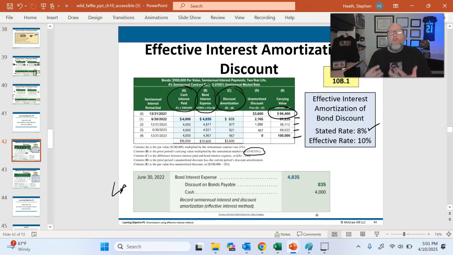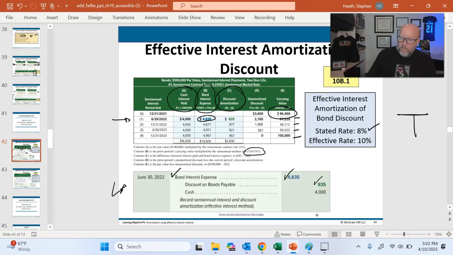And then we could use the table to do our journal entries, right? So the first payment of 4,000, 6 months out, I'm just going to go pull all the information I need from the table, right? So first, my bond interest expense, an expense lowers my equity, therefore it's going to be a debit. And I'm pulling it straight from the table. My interest expense in the first period, 4,835. So I debit 4,835.